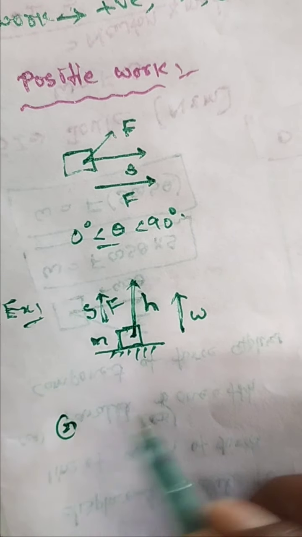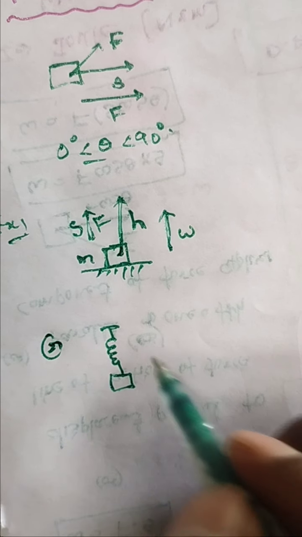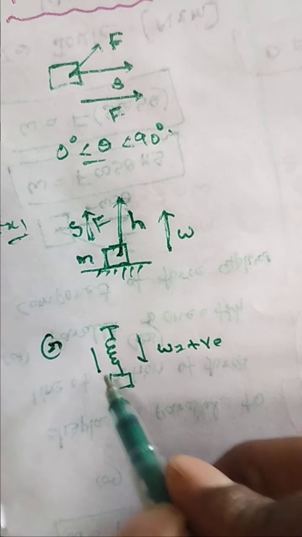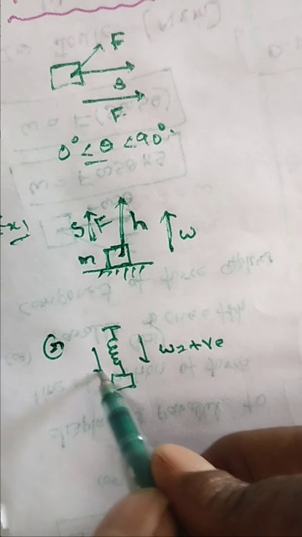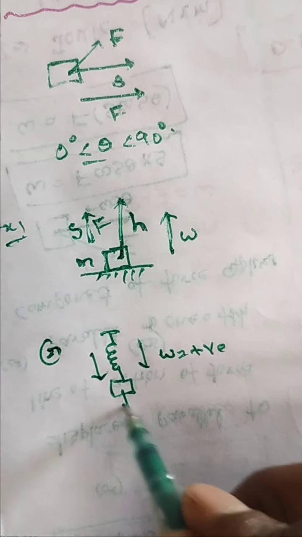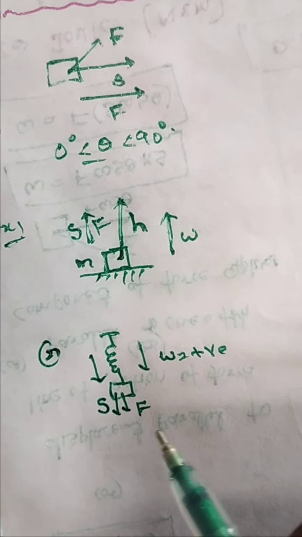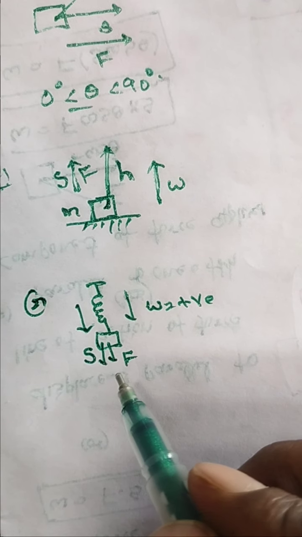The second example is a stretched spring. When the spring is stretched externally, the work done is also positive. The spring is stretched, the force is acting in the downward direction, and the displacement is also in the downward direction. So in these two cases both are in the same direction, and the work is of positive nature.